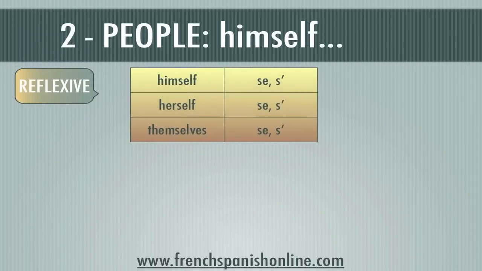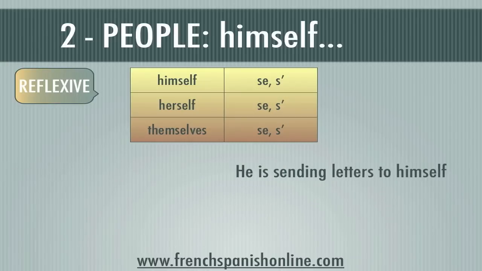Reflexive now. Reflexive, himself, herself, and themselves. Only one word in French, se, or s apostrophe. For example, he kills himself, il se tue. And that's all. Another example, he's sending letters to himself, because his name is Mr. Bean. He's sending letters to himself, il s'envoie des lettres.